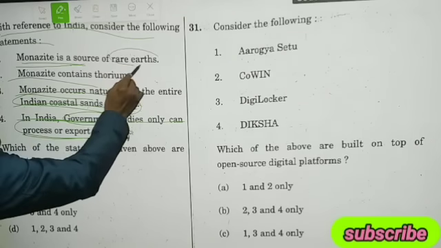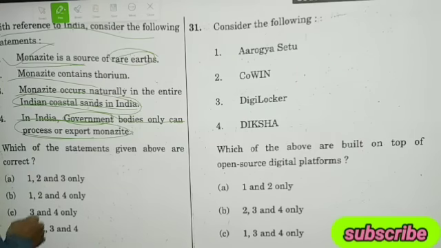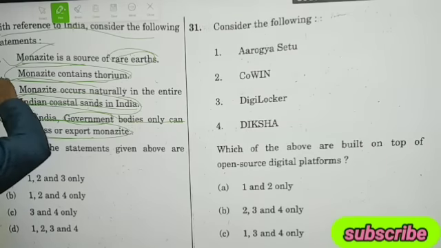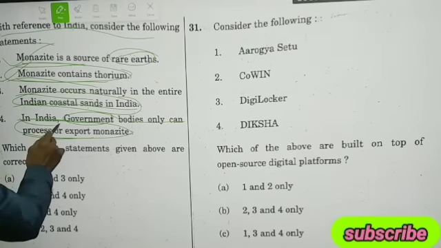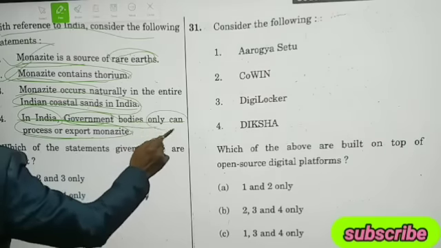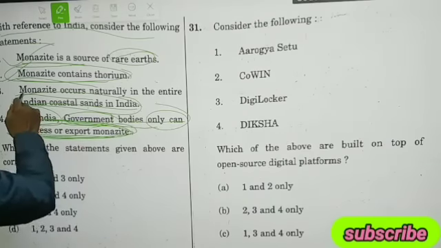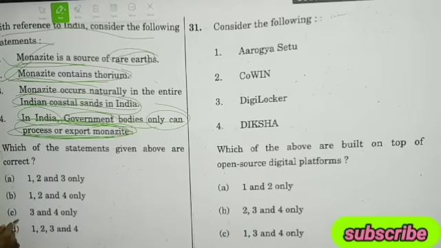Monazite is a source of rare earth, correct answer. Monazite contains thorium, these are correct answers. In India, government bodies only can process and export monazite. These are correct options, 1 to 4. Correct option B.